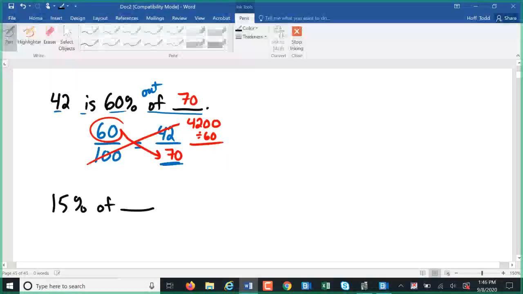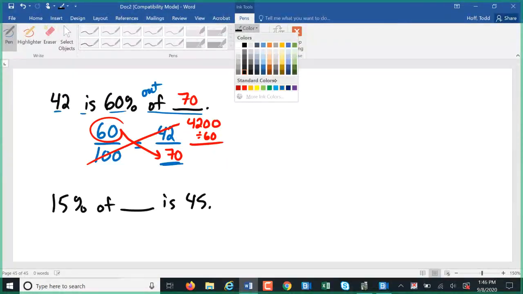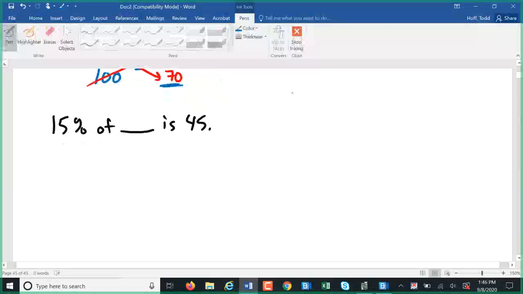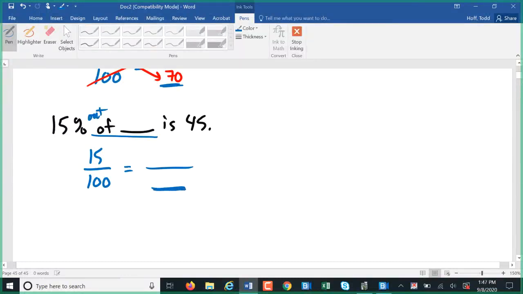I might have one that says 15% of blank is 5. Once again, I have my percent, 15%. 15 out of 100. Remember, a percent is always out of 100. On the other side, this is of blank. So if I read that as out of blank, that implies my missing number is on bottom.